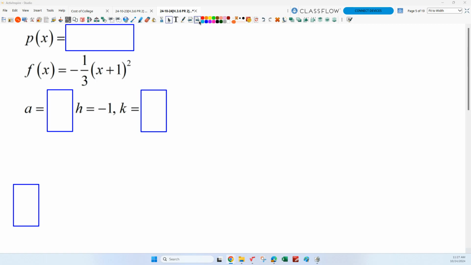So that 1 up there, I could erase that if I'm trying to find the parent graph. That's a parameter. So yeah, the parent graph is x squared. The parent function is x squared. I'm tweaking an x squared graph to get this.